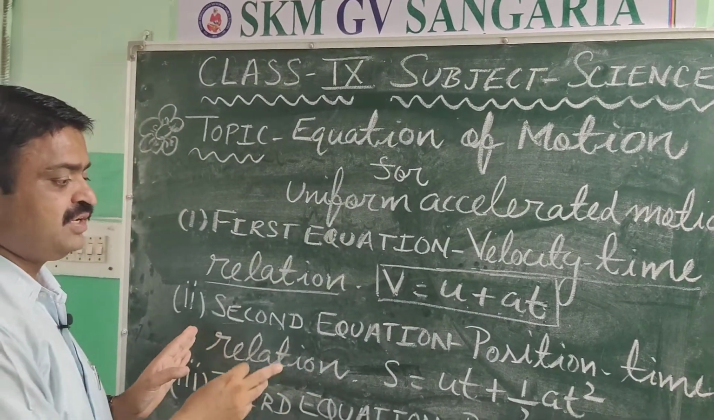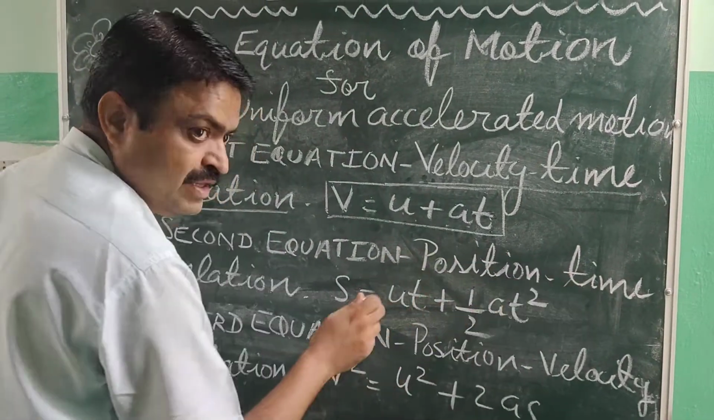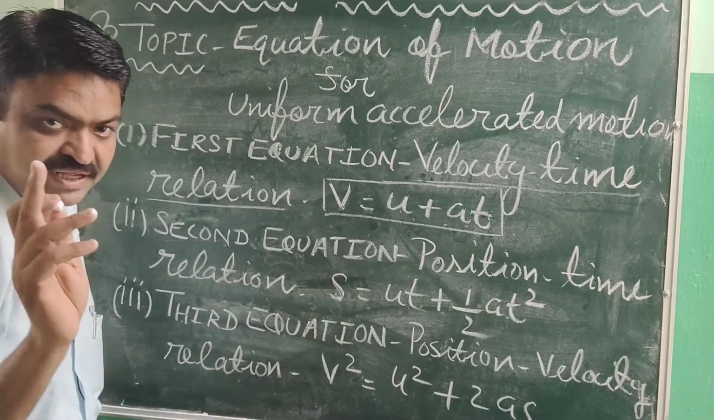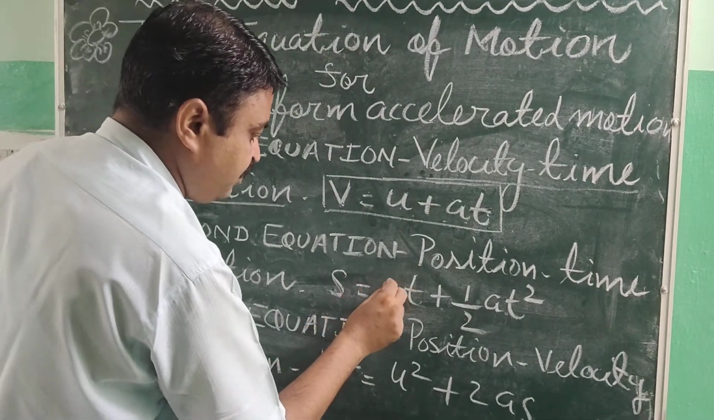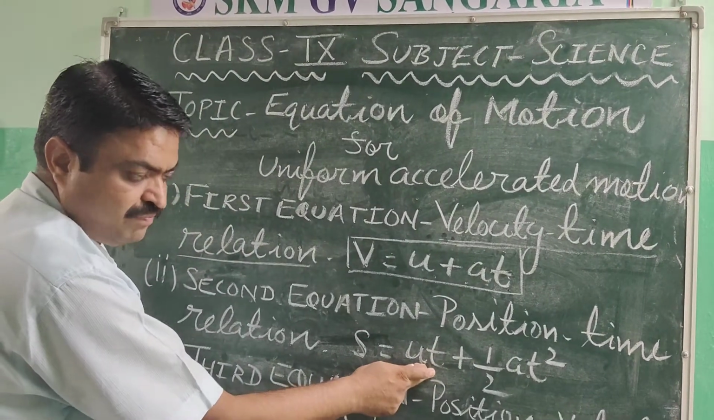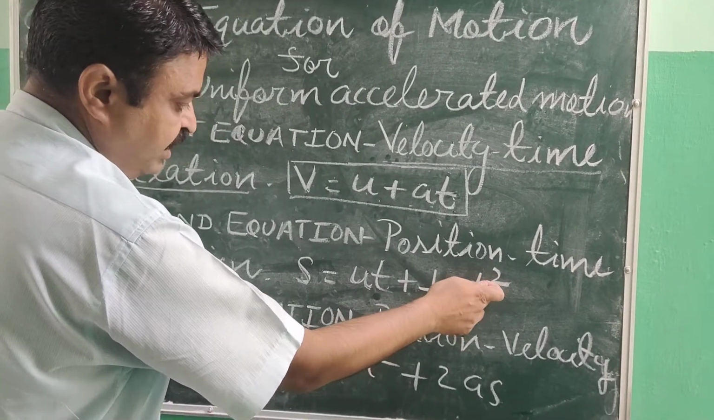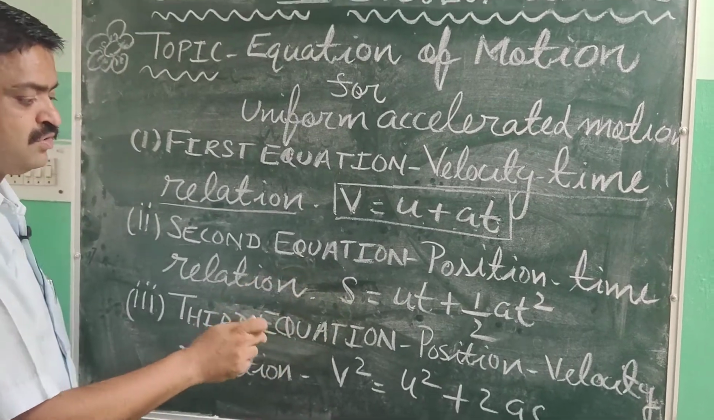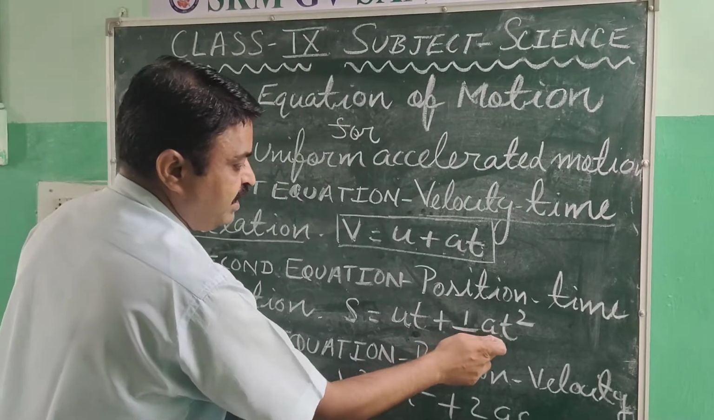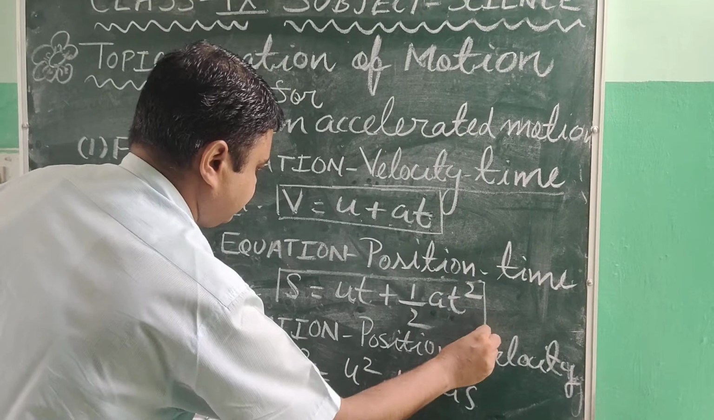Second equation of motion, it is the relation in between position and time. In this, s is for the distance or displacement, u for initial velocity, t for time, a for acceleration, and this t again for time. So what is the second equation of motion? It is s is equal to ut plus half at square.